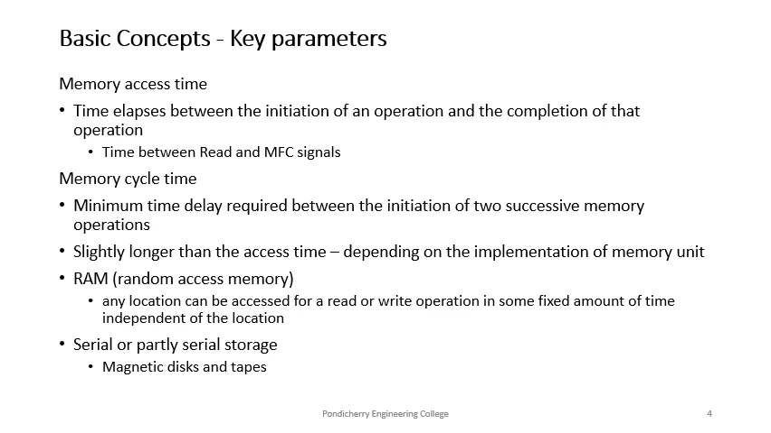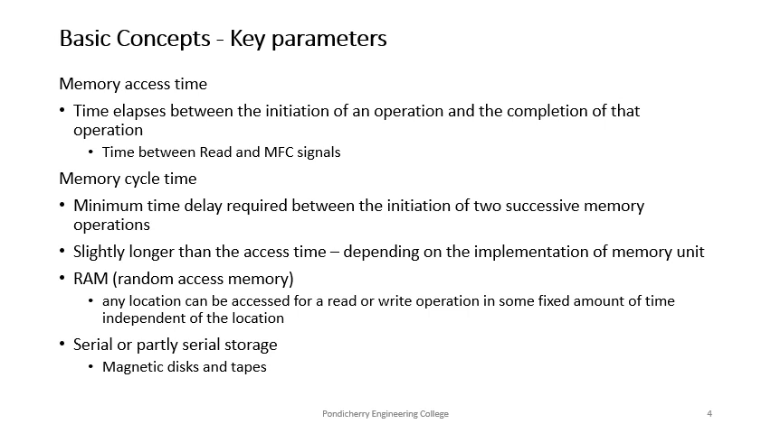And memory cycle time is the delay required between two successive memory operations. Like between two successive memory read operations, there must be some minimum time delay. So this is called memory cycle time. It's the minimum time delay required between two successive memory operations, and usually this cycle time is slightly longer than the access time. How much longer depends on the implementation details of the particular memory unit.